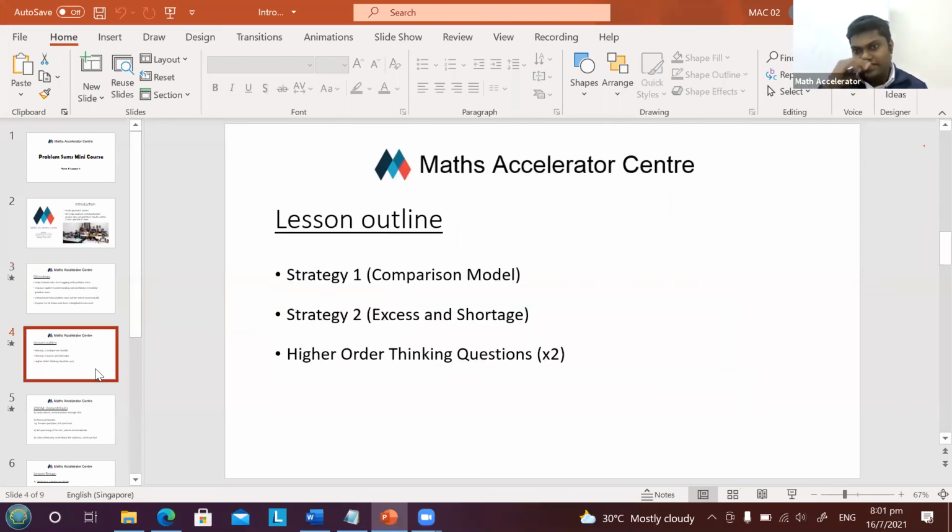So what is the lesson outline for today? Today's lesson will be segmented into 3 parts. The first part is comparison model. The second part is excess and shortage. And lastly, we will close off the session with 2 higher order thinking questions.